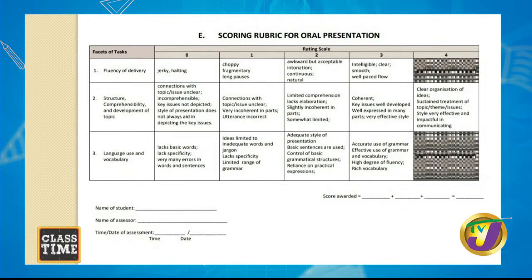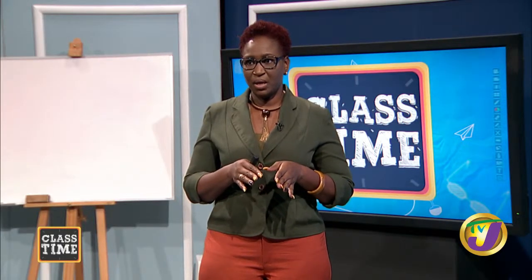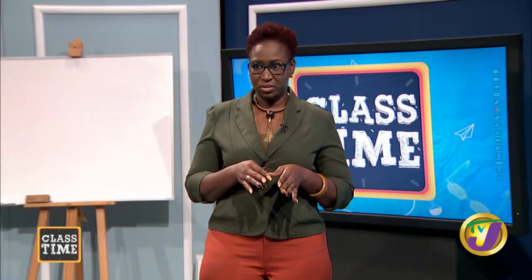So you're marked for fluency of delivery. For the maximum 3, it needs to be intelligible, as in it must be able to hear you. It must be clear. It must be smooth. It must be well-paced. So try not to talk too fast so that your words are running into each other and you can't be understood. Try not to talk too slow that people end up falling asleep.